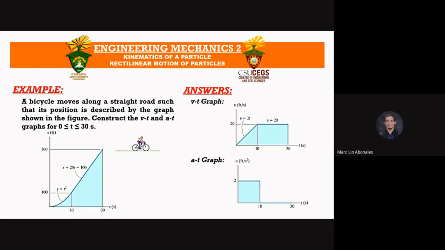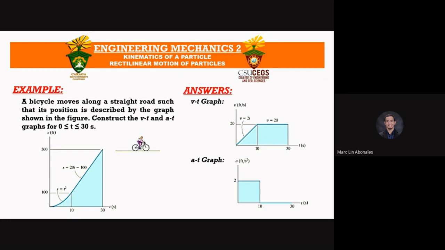So the first example problem is constructing the VT and AT graph. If you notice here, the given is ST. ST is the given, and it describes the motion of the bicycle itself.